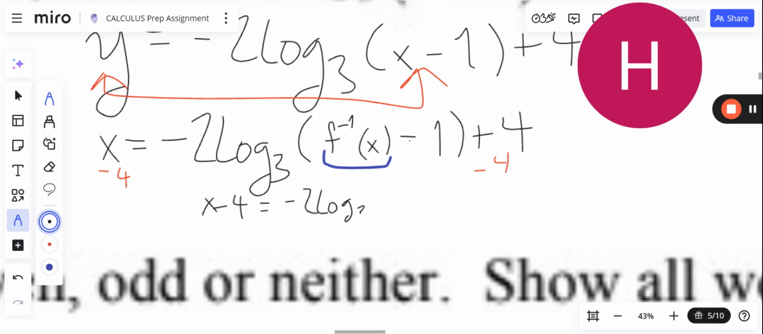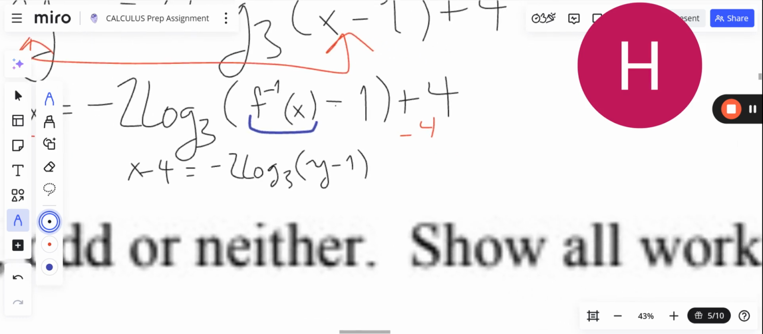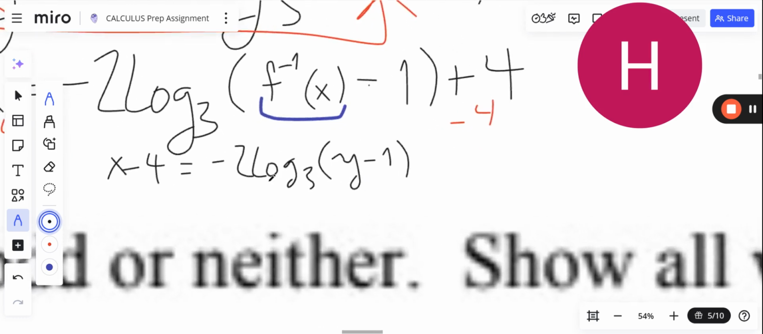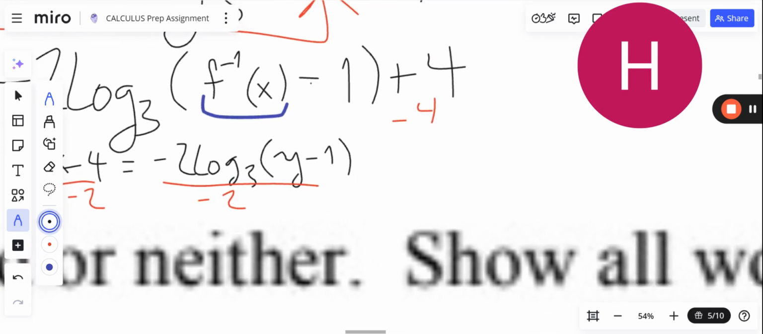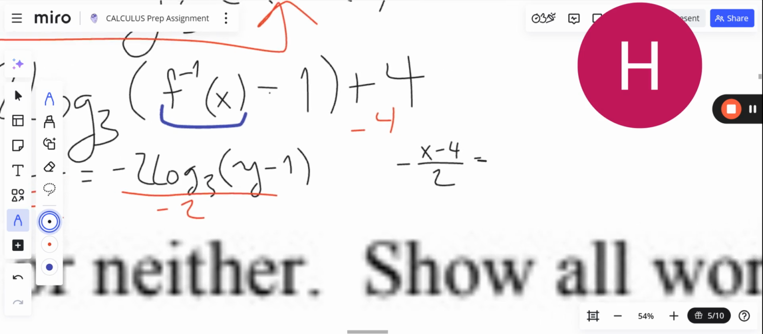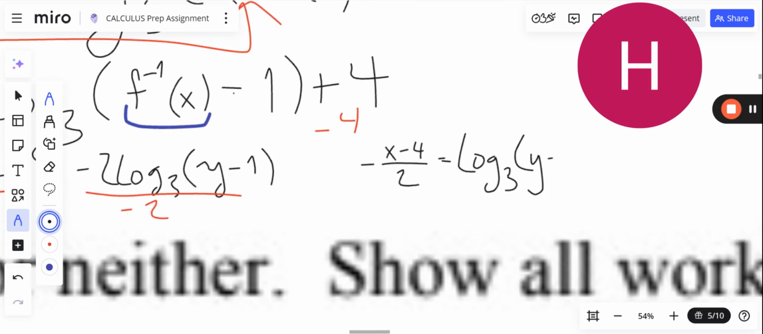Okay, what we're trying to do here is we're trying to get the logarithm expression by itself. I'm going to put a y in here instead of f inverse, but we'll just keep in mind that the y that we're solving for is the same thing as f inverse. What's next? Well, we have to divide both sides by -2. And we're going to continue this up here. X minus 4 with a negative in front divided by 2 is equal to the log base 3 of y minus 1.